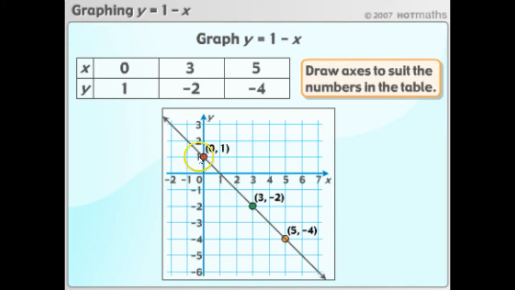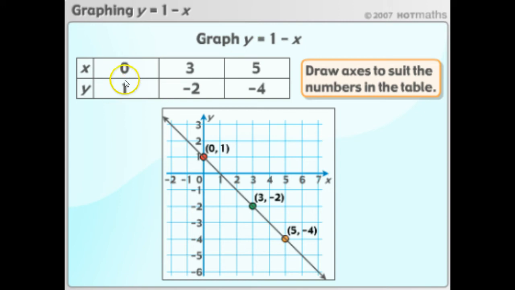You can see what they did here is then they plotted each of the points. So they plotted when x equals 0, y equals 1. When x equals 3, y equals minus 2. And when x equals 5, y equals minus 4. They've plotted the points, they put little dots down, and then they drew a straight line through it. Another important thing is to put little arrows on the end of it, which means that the line continues in both directions.